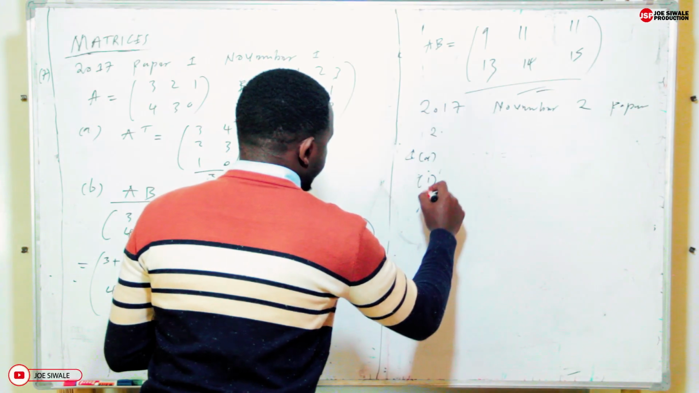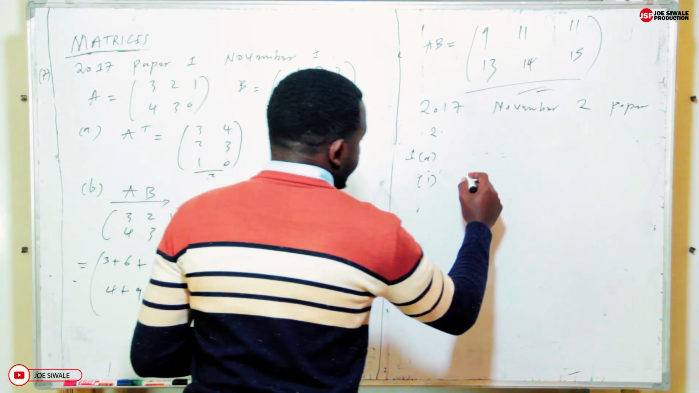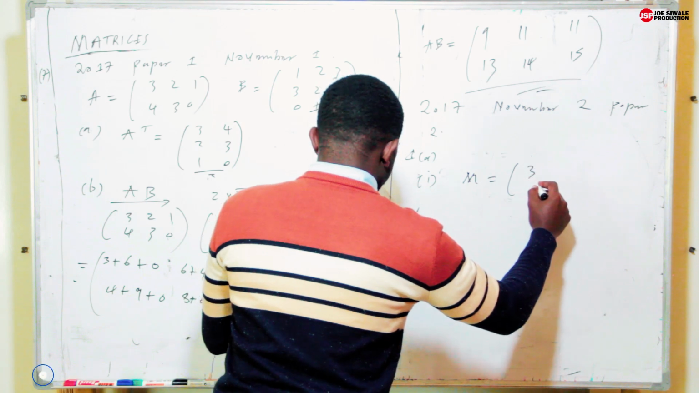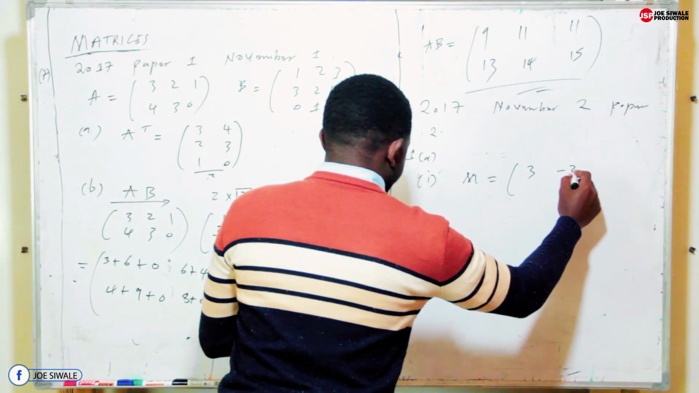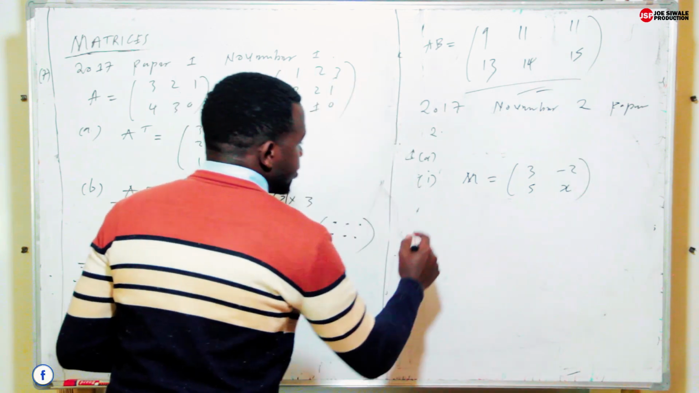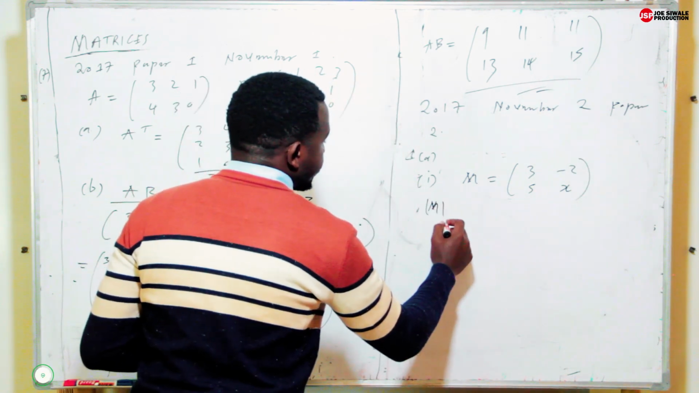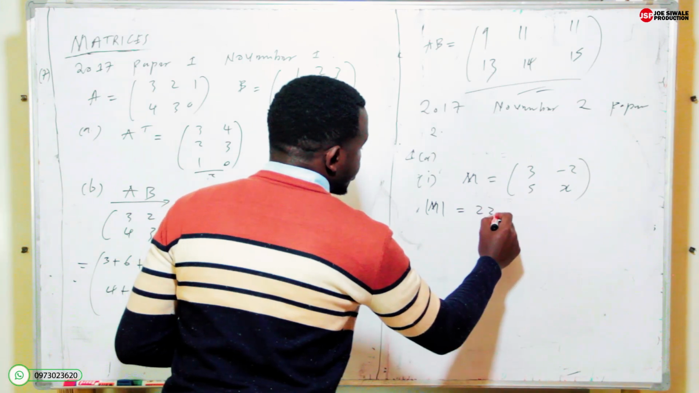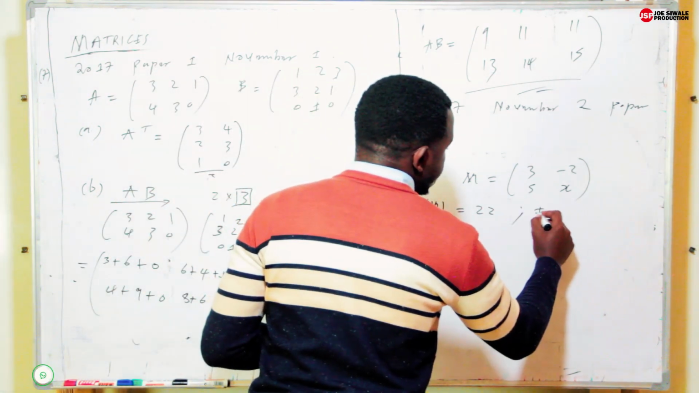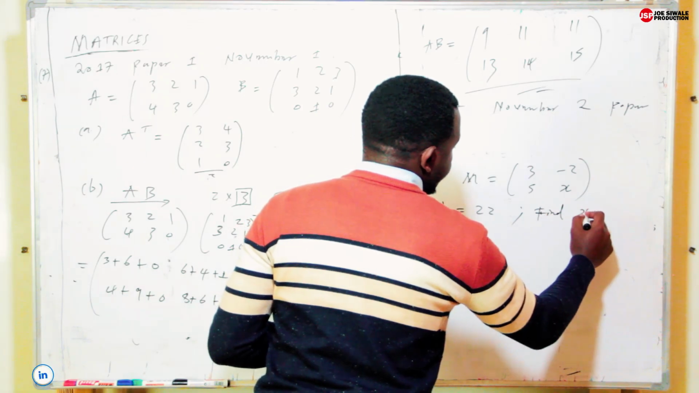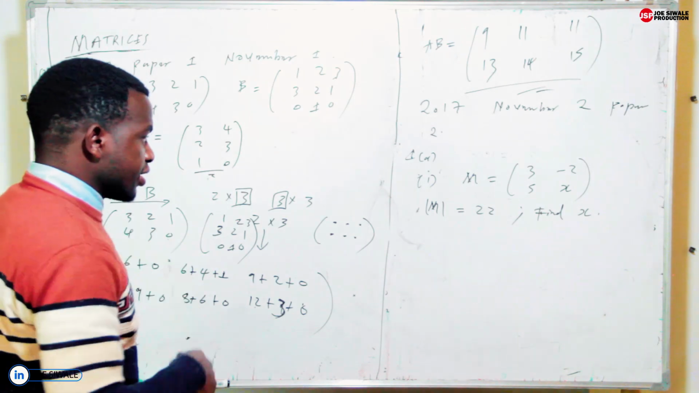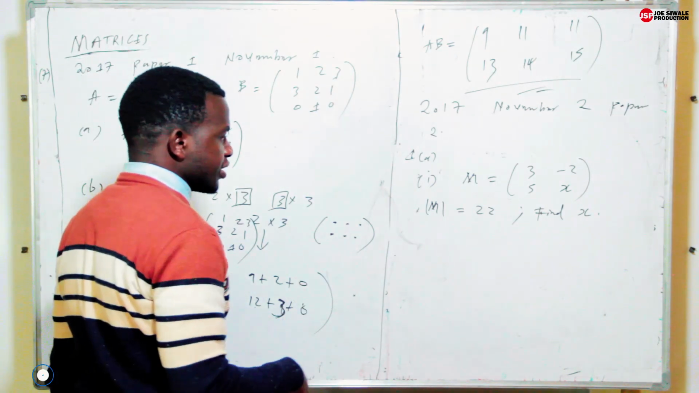So we have our Roman numeral 1 there. We have been told that matrix M is equal to 3, x, -2, 5. Then we have been told that the determinant of matrix M is 22, and you are required to find the value of x. Since we know the determinant as 22, we can find the value of x there.